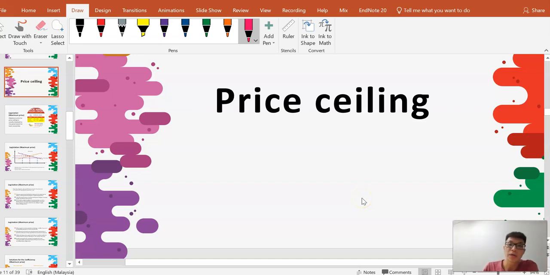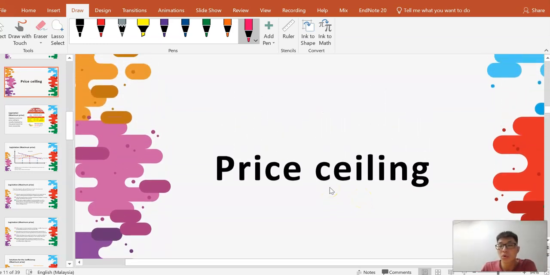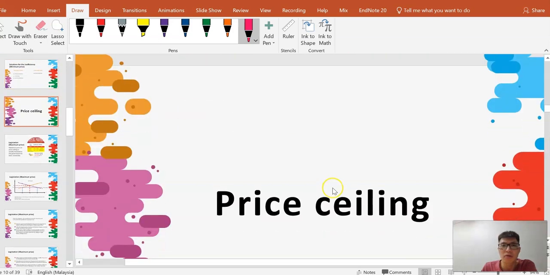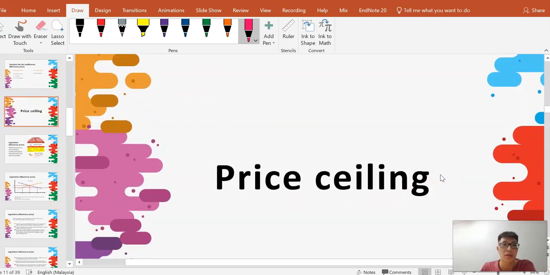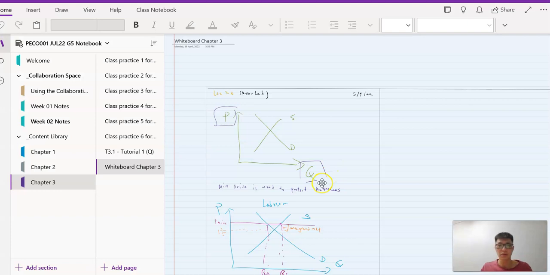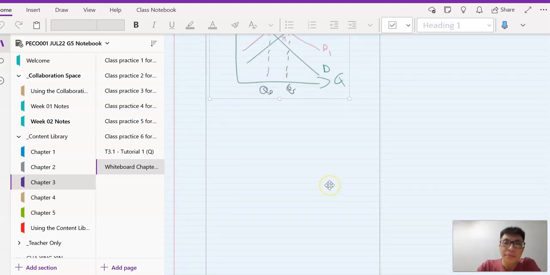Let's move to price floor and ceiling. Presenting is also the opposite of what it should be. Like I say, it's the opposite of everything. The ceiling is actually on top, however, in presenting it is actually below. It's actually below the equilibrium price.